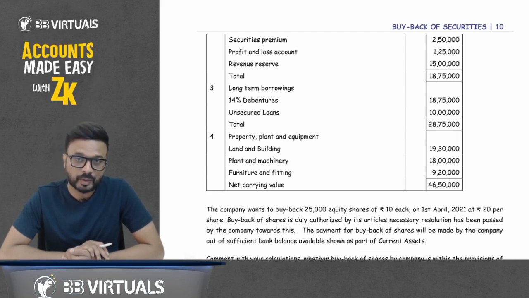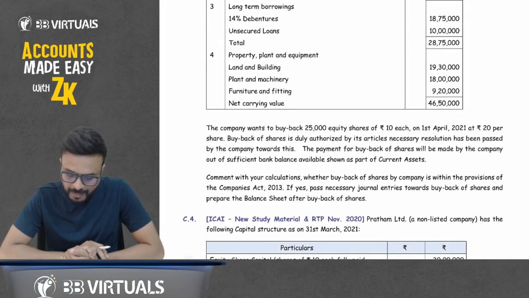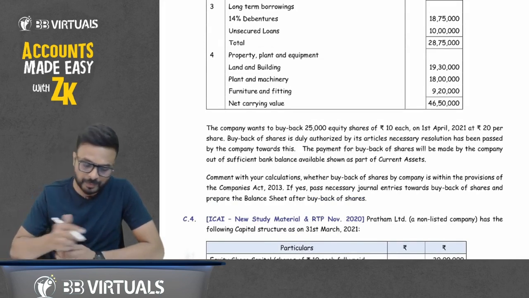Then long-term borrowing, 14% debenture, that is 18,75,000, and we have taken an unsecured loan of rupees 10 lakh, so the total comes to 28,75,000. Property, plant and equipment: land and building 19,30,000, plant and machinery 18 lakhs, furniture and fitting 9,20,000, total is 46,50,000. Now the company wants to buy back 25,000 equity shares of rupees 10 each.